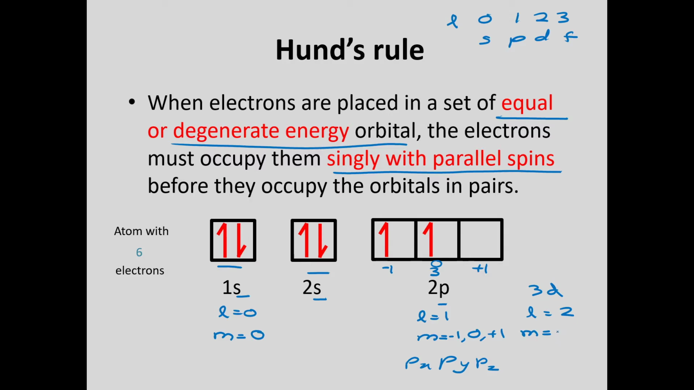Yes, very good. So we have, okay, we start with -2, -1, 0, and then +1 and +2. So there are 5 m values, so D has 5 boxes. 1, 2, 3, 4, 5. Okay, that's enough. Okay, back to Hund's rule.